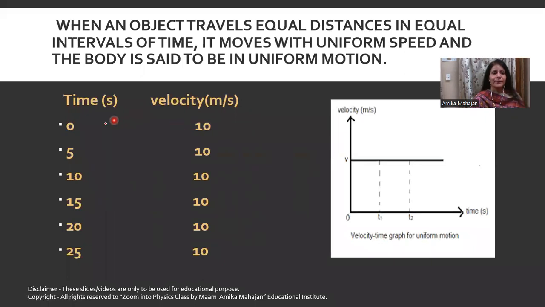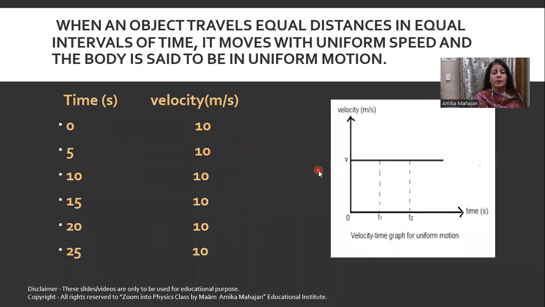But we find when the stopwatch was started, at that time velocity of the body was found to be 10 meter per second. After 5 seconds, again 10 meter per second. Again after 10 seconds, again 10 meter per second. So after equal intervals, after 5 seconds each, what we find, velocity remains same.